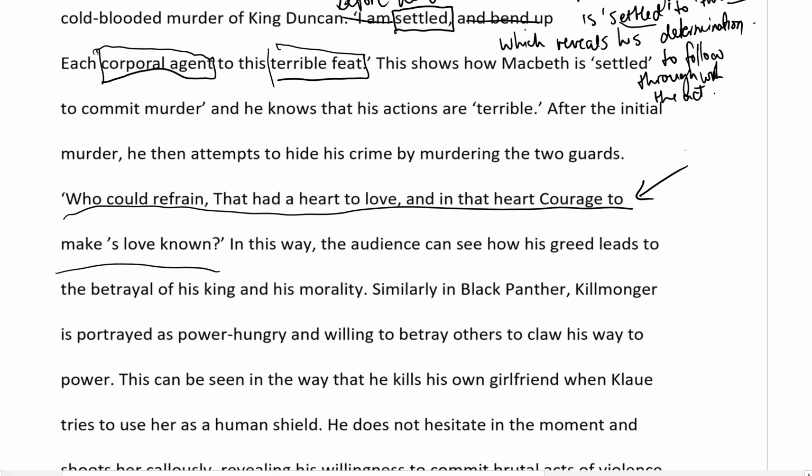So he's saying, look, I love my king, and so I was showing my love, using courage to show my love by committing the murder. So I was so full of love for my king that I committed murder. So you might choose something. Maybe he couldn't refrain because he had a heart to love. Maybe you talk about making courage to make love known. But somehow I want you to put this little quote and embed it around a sentence.